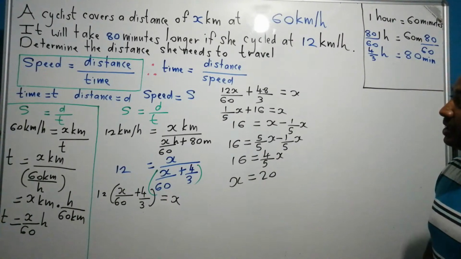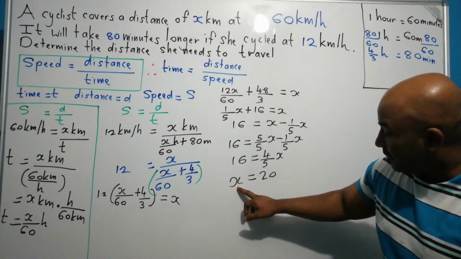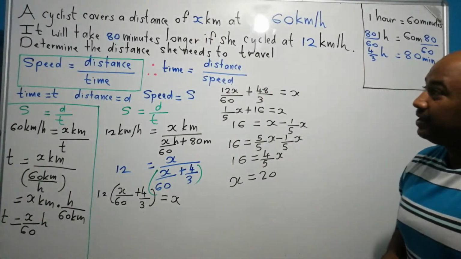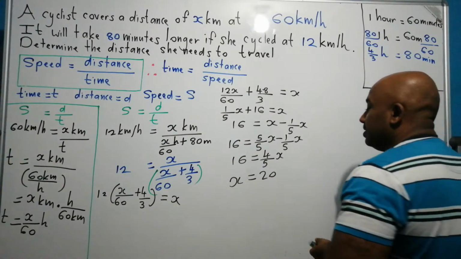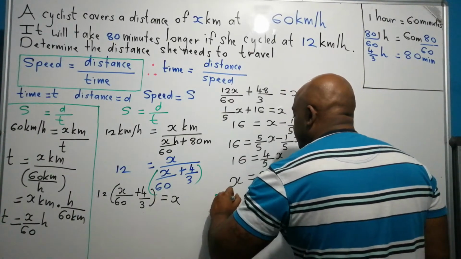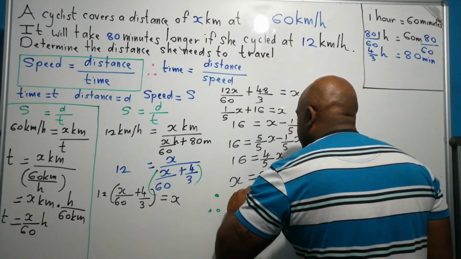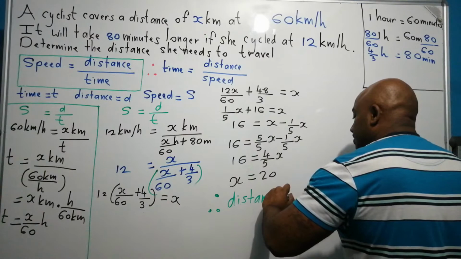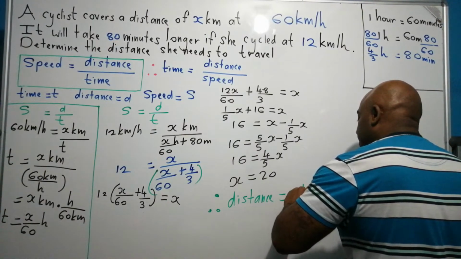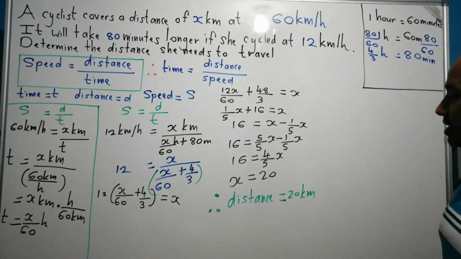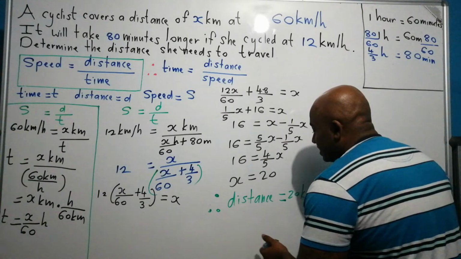So now, what did we just work out here? We worked out x is equal to 20. So what is x? x is the distance. So therefore your distance traveled is equal to 20 kilometers. Now, how can you check if this is correct?